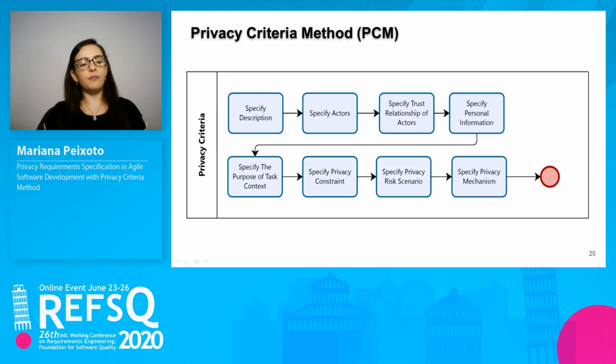Summarizing, we have the specification of the basic description, specification of the actors, the relationship of these actors, specification of personal information, private, public, or semi-public, specification of context, specification of constraint according to a user preference, according to a law, specification of the risk scenario that involves vulnerability, harm, and threat, and specification of privacy mechanism to mitigate this privacy risk scenario or to meet the constraint.